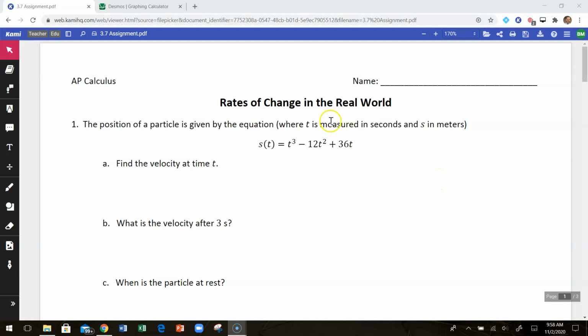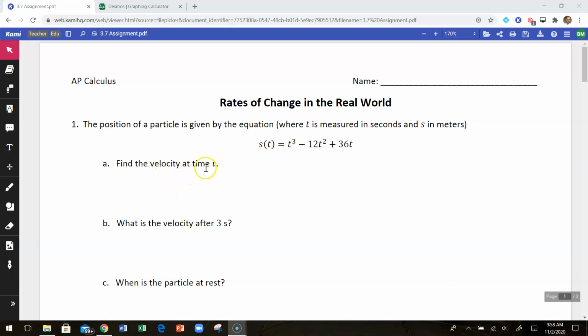Okay, in this video we're going to discuss how rates of change can be applied in the real world, and we are going to look at an example of the movement of some particle. So what we have is a position function of that particle. The position of the particle is given by this function: t cubed minus 12t squared plus 36t. T is in seconds, s is in meters. That would give us the position of wherever that particle is at any given time.